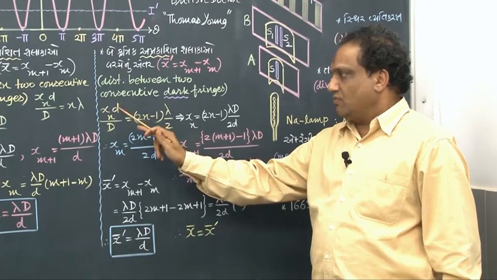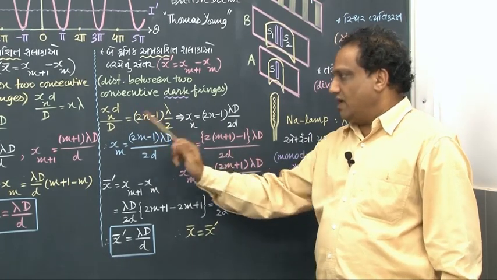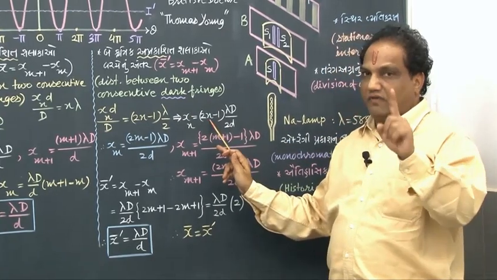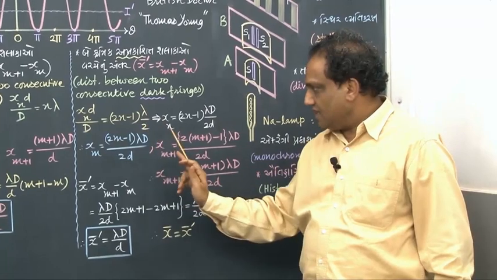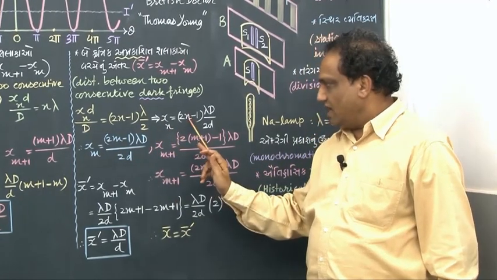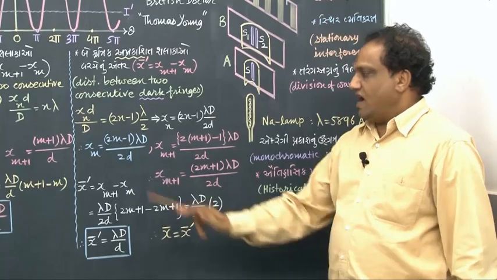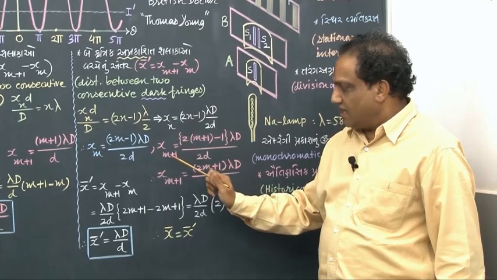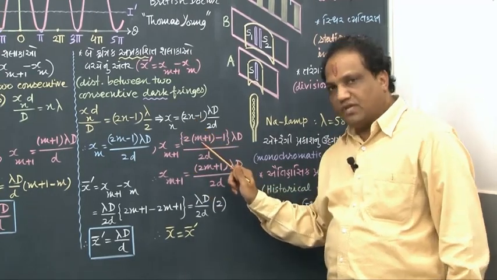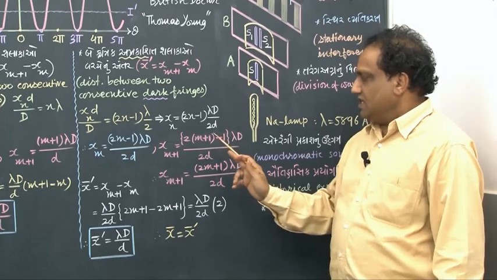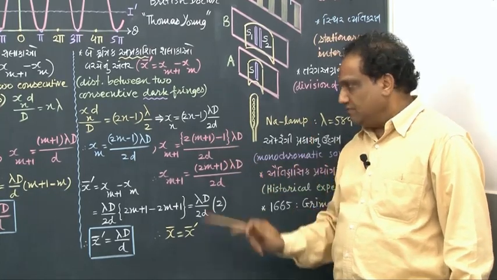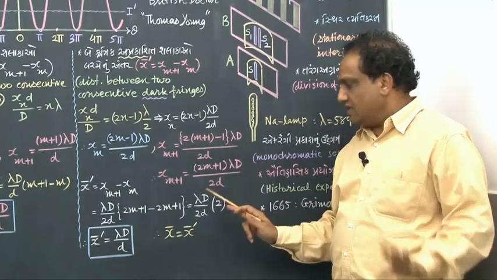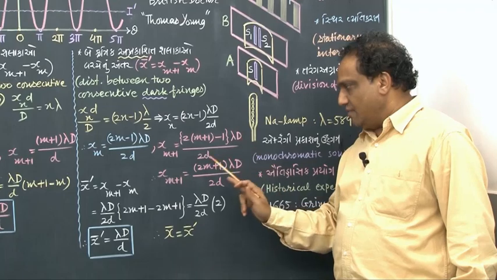Capital D will go up, small d will come down: 2n minus 1 into lambda into capital D upon 2 into small d. Now just put n equal to m. Put it here also. And now after m, what is the next consecutive order? It is m plus 1. So instead of n, I should write m plus 1. Correct? Now put it in bracket and open the bracket: 2m plus 2 minus 1. Plus 2 minus 1, that is plus 1. So it is 2m plus 1 lambda D upon 2d.